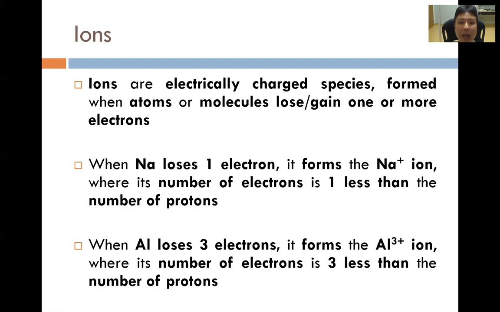So again, to emphasize, atoms can only gain or lose electrons, and when they gain or lose electrons, they will form either negatively charged species or positively charged species, which are called ions. As an example, when a sodium atom loses one electron, it will form the Na+ ion because it now has one more proton than electron. On the other hand, if aluminium loses 3 electrons, it will form the Al3+ ion because the number of electrons is now 3 less than the number of protons.